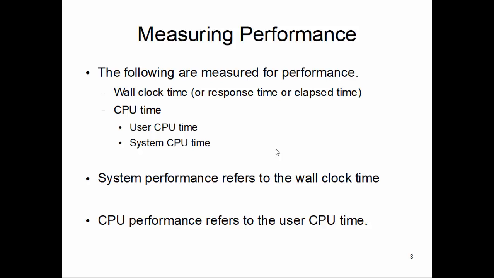Now system performance refers to the wall clock time. So when we ask, okay, what is my system performance, that's the wall clock time, whereas CPU performance refers to the user CPU time. Now we haven't talked about these two terms. Like CPU time has two parts again in it. One is the user CPU time and another is the system CPU time. So what is the distinction between them?